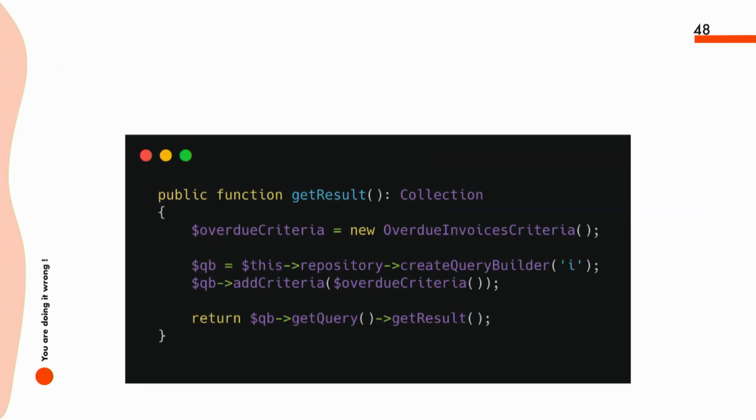And in our query function, when we get the result, instead of this SQL being built with the expression builder, we just create the criteria class and add the criteria to the query. This way, it is very readable, shorter, and we can reuse the overdue invoices criteria in other classes.